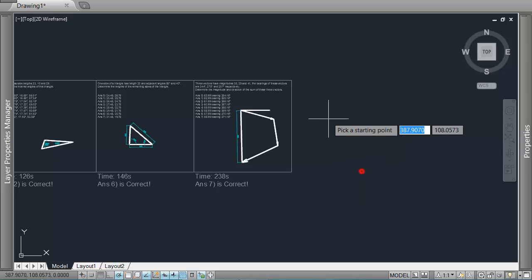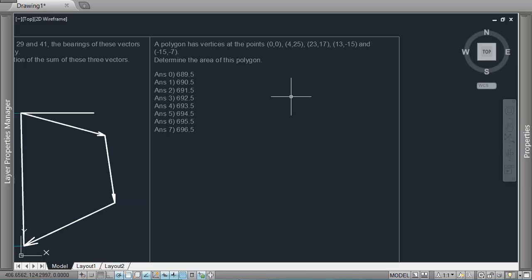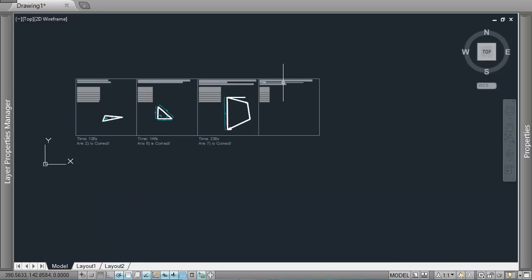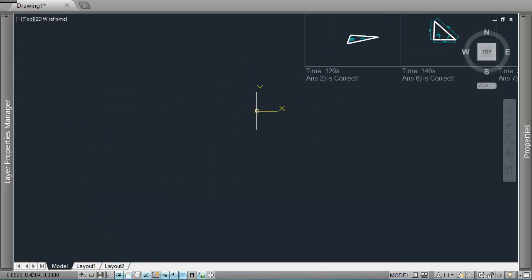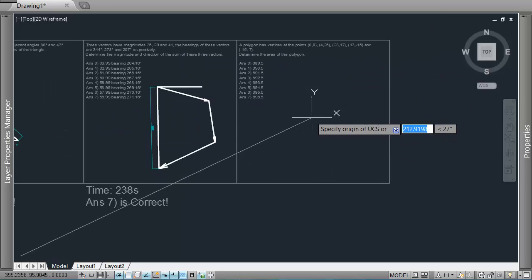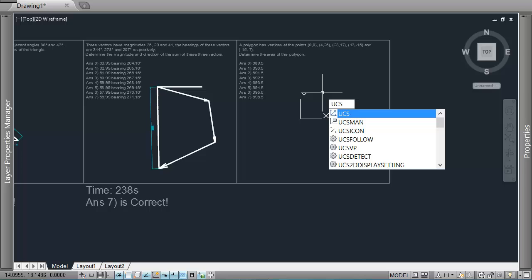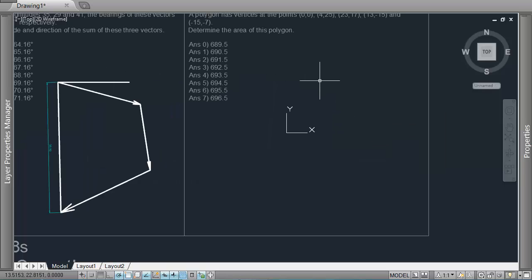What about this area problem? In this problem we're asked to define a polygon which has vertices, that is corners, at points 0, 0, 425, so these are XY positions, 23, 17 and so on. I could create these points down near the origin at 0, 0, or because I'm working within this box I can move the origin to the actual box itself using the UCS command. So it's UCS, and I'll move the user coordinate system in here.